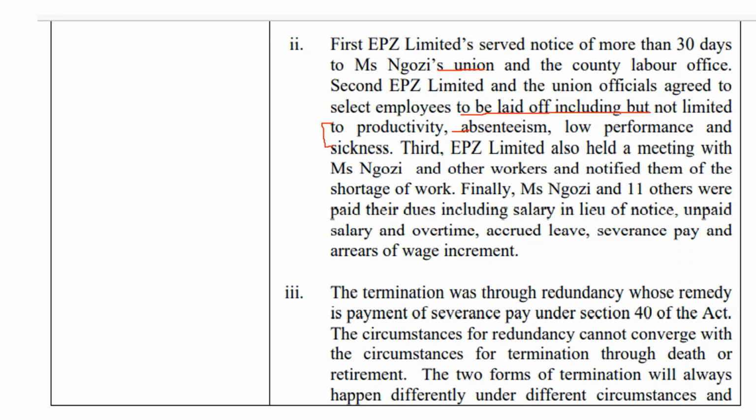Third, EPZ Limited also held a meeting with Ms. Ngozi and other workers and notified them of the shortage of work. Remember, the major client had reduced the amount of order. Finally, Ms. Ngozi and 11 others were paid their dues, including salary in lieu of notice, unpaid salary and overtime, accrued leave, severance pay, and arrears of wage increment. All this was already paid to them.